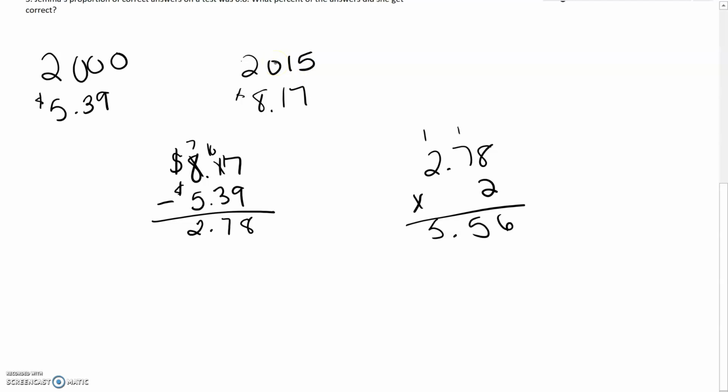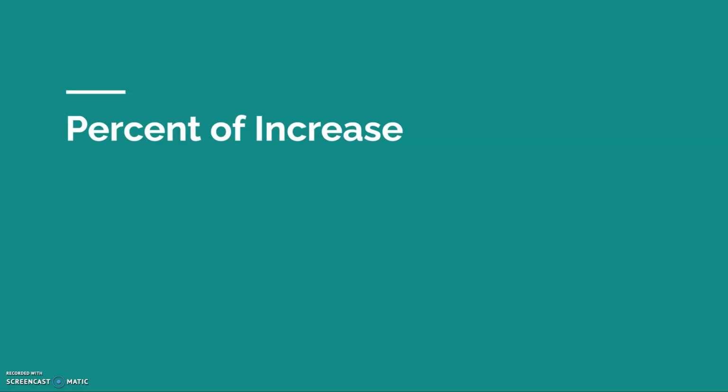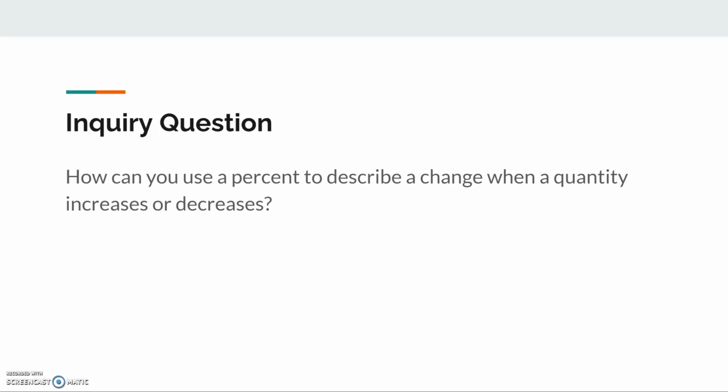So 50% means I took half of the cost and added it to the ticket in those 5 years. That's what we call a percent of increase. So this percent of increase is what we're going to explore today. How can you use a percent to describe a change when a quantity increases or decreases? We're going to focus on increase today.